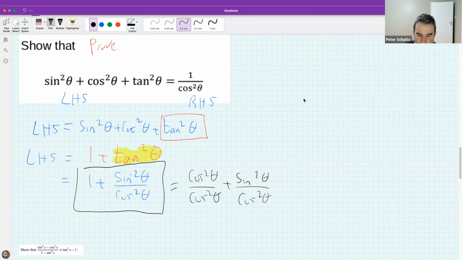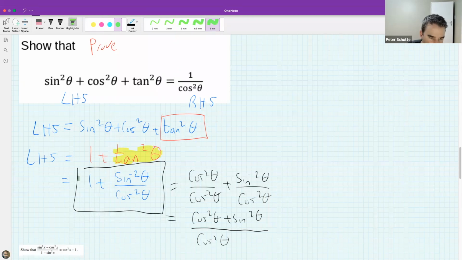Yes, and then cos squared plus sin squared theta is 1. Then you get 1 over cos squared theta. Okay, I think you're perfectly correct. Let me just write this out so everyone follows. So what we did was we rewrote the 1. So let's make sure we can all see this.